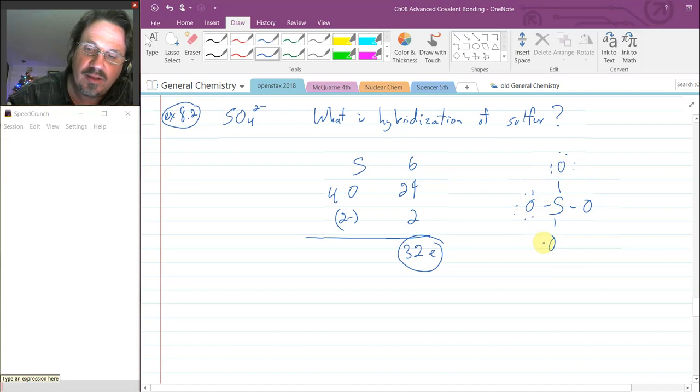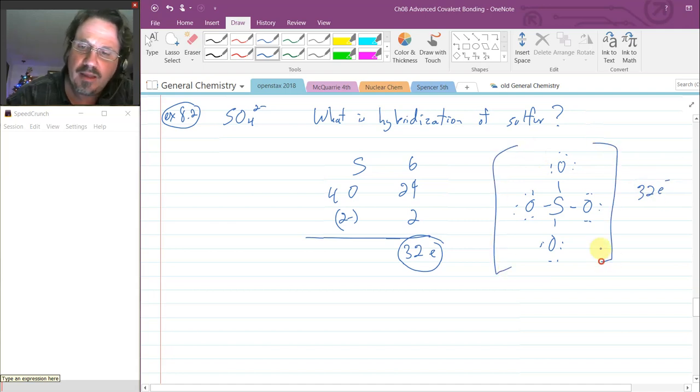So I go around like this, and I ask, how many electrons have I used? 2, 4, 6, 8, another 8, another 8, and that's 32. So it looks pretty good. There's my 32 electrons. Of course, if I looked at formal charges here, I would recognize that sulfur actually has a +2 formal charge, and each one of these oxygens has a -1.